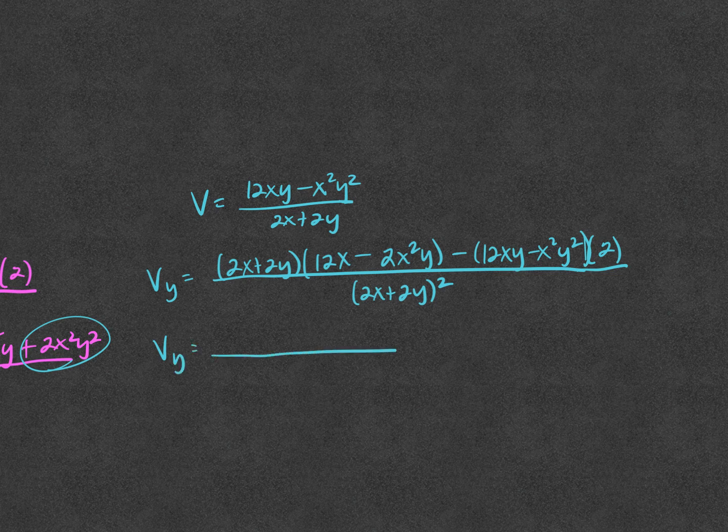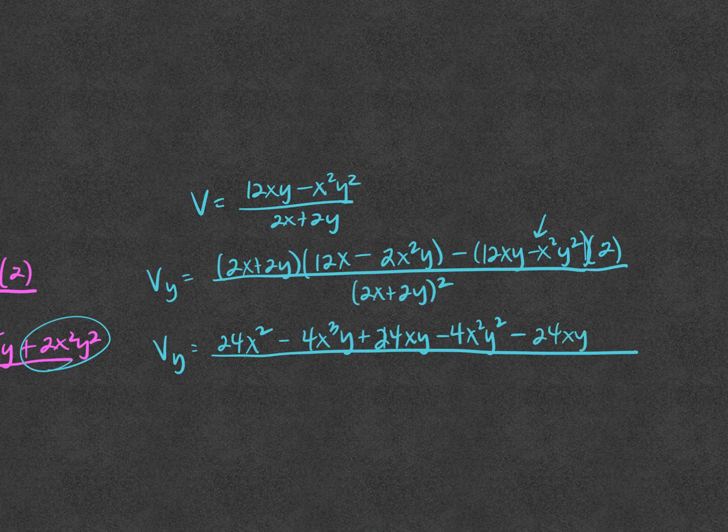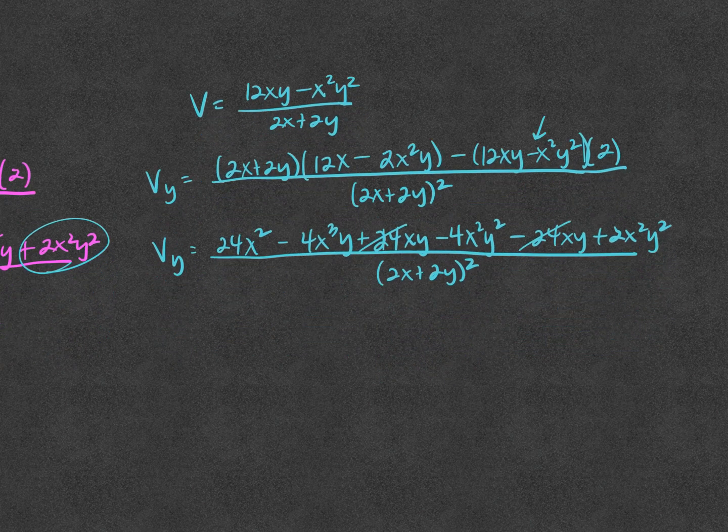So now we're going to do FOIL and distribute and combine like terms. So we have 24x squared minus 4x to the third y plus 24xy minus 4x squared y squared minus, now don't forget this when we distribute, 24xy plus 2x squared y squared. You can see these 24xy's canceled again. That's nice. And we have 2x plus 2y quantity squared.